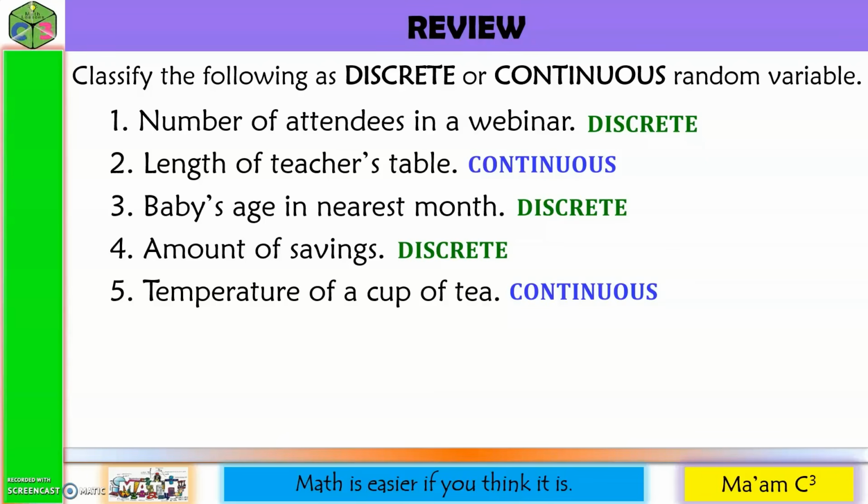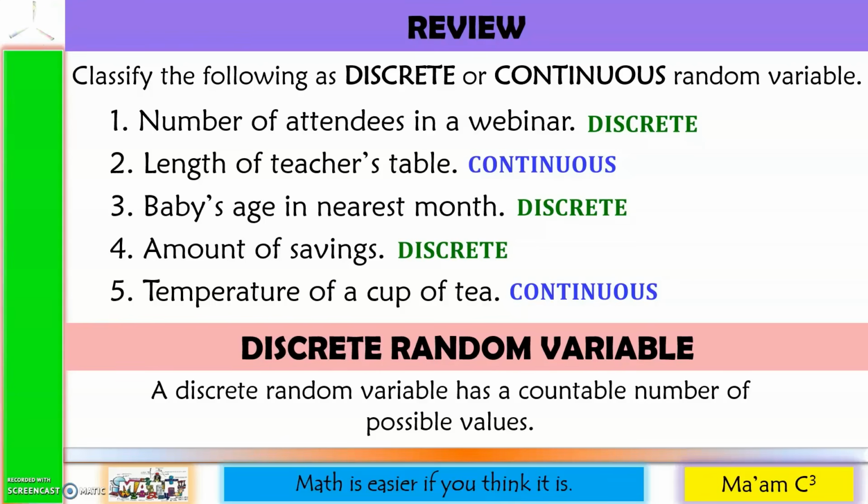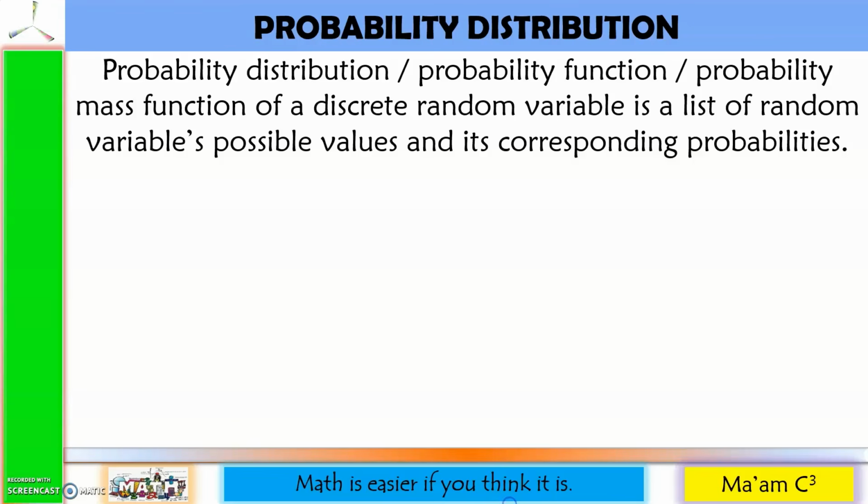Since we are going to focus our discussion on discrete random variables, let us review also its definition. A discrete random variable has a countable number of possible values. Let us define probability distribution. Probability distribution, also known as probability function, probability mass function, sometimes frequency distribution, is a list of a random variable's possible values and its corresponding probabilities.